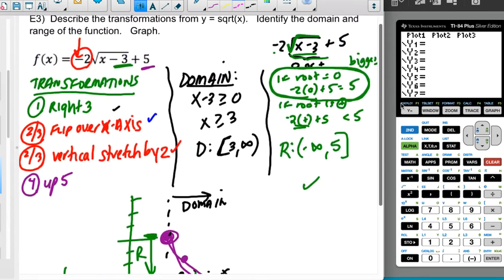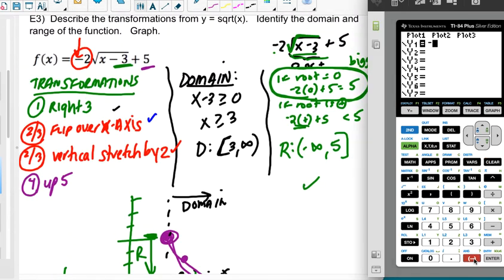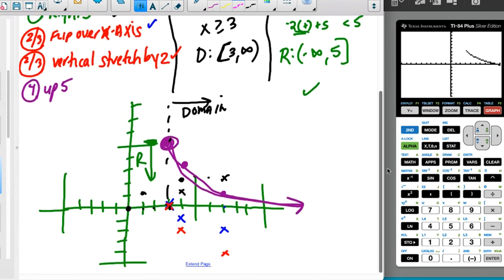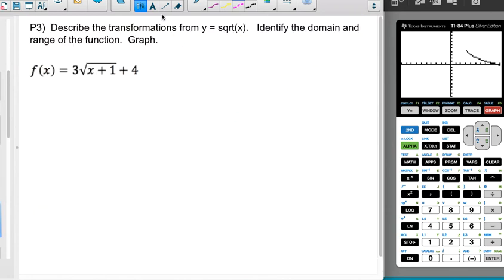So let's scroll up for a sec. If I put this in a calculator, I have a negative 2 square root of x minus 3, close the parentheses, plus a 5, and let's go ahead and graph it. And sure enough, that's the same, rough version of the graph I got. Obviously better because it's a calculator, but you get the gist. Cool. So let's go ahead and try it with a P3. So same idea. You're going to describe the transformations, identify the domain and range, and then graph, right? So you can pause me if you want to do it without me.